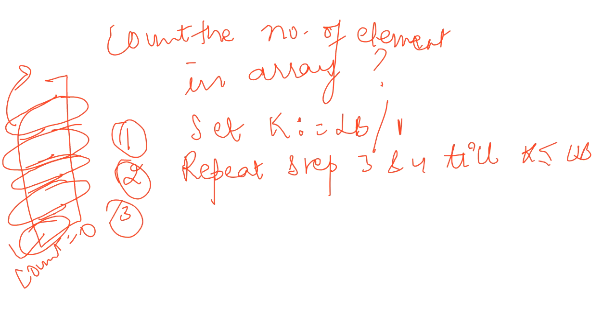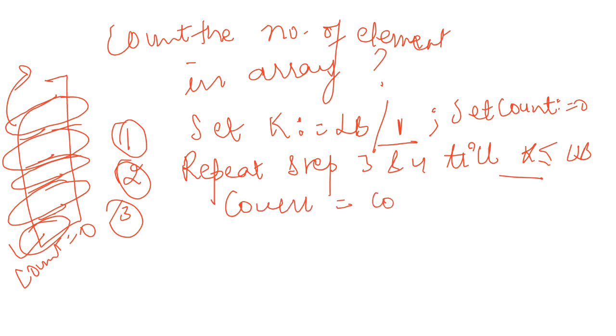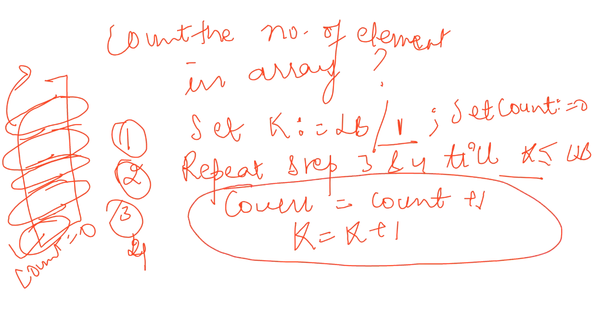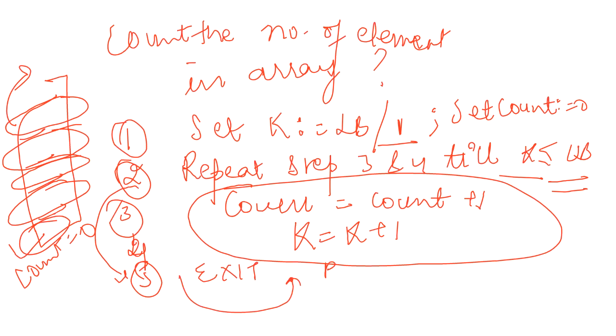I will also set over here, count equal to 0. Initially, you start from 1, you go till the upper bound. Every time within the loop, you increment count equal to count plus 1. Okay. Once you do count plus 1, what is the next step? Now you have to advance K equal to K plus 1. This will keep on executing till you reach the upper bound. Once you reach the upper bound, you will come out of the loop and exit, and before exiting you can print count.